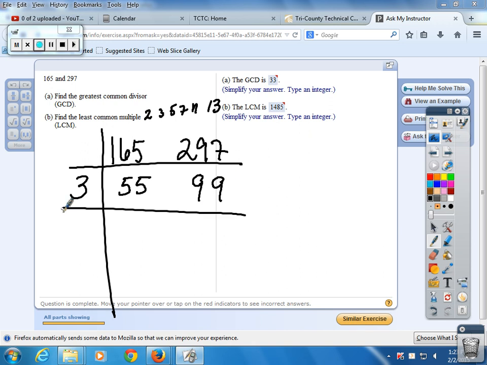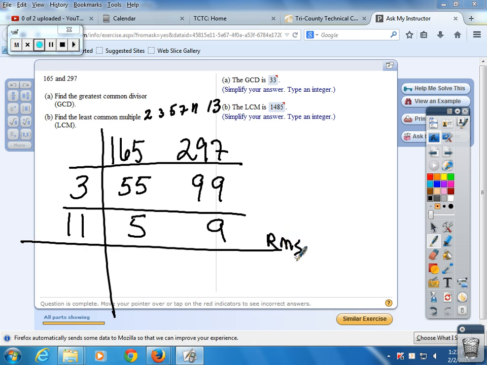Well, I wonder what goes into double-digit numbers. 11. That'd be a 5 and a 9. And at this point, the real math stops, so your GCD is 33, 3 times 11. So that is the biggest number that will go into these two numbers.